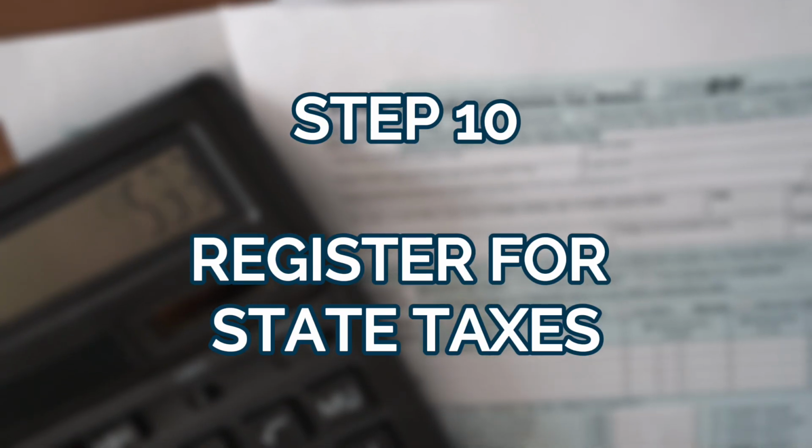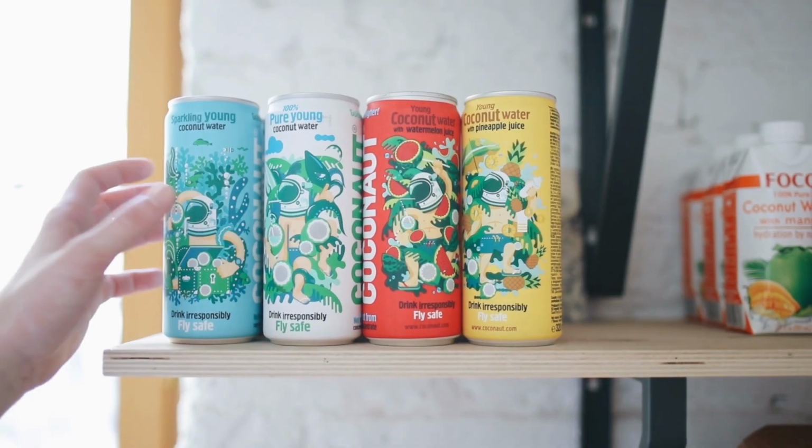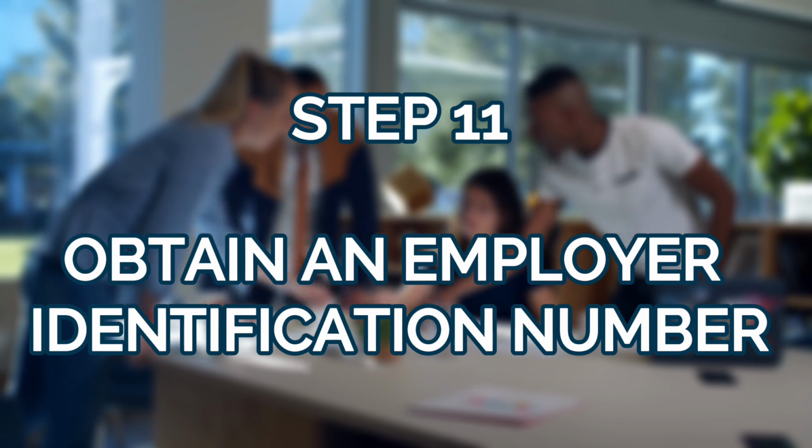Moving right along to step 10, which is to register for state taxes. State tax obligations vary, so it's important to understand and comply with your state's specific requirements. For example, if your corporation sells taxable goods or services, you'll need a sales tax permit to collect taxes from customers. Step 11 is to obtain an EIN.